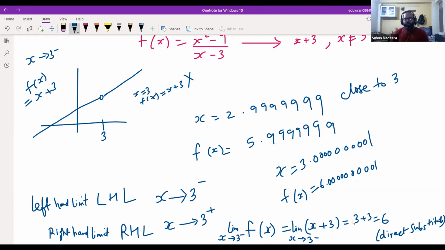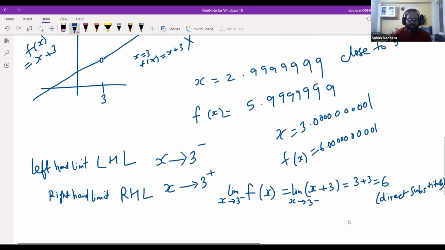So limiting value is the value which it approaches. It is not the exact value. It is the value which it approaches. So 6 is the value which it is approaching. So this is the limit value, the value of the limit. 6 is the value of the limit. Okay. So this is how we get it by direct substitution.